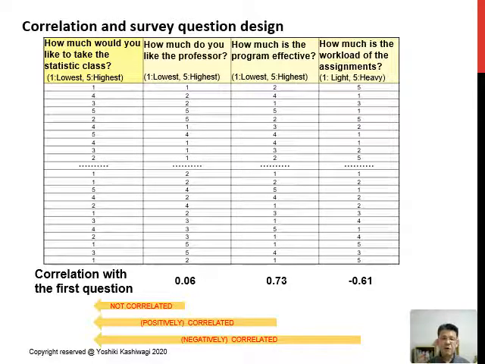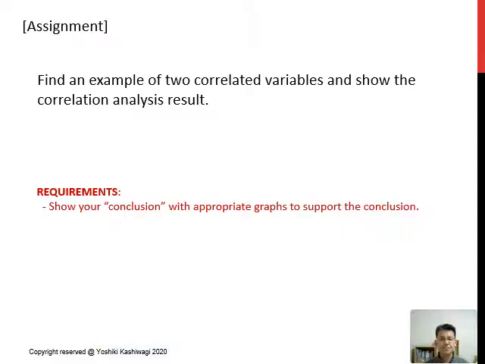So this is one example of how you can apply the correlation concept and technique even for survey question design or analysis of the result. Now this is the assignment, and I want you to find an example of two correlated variables in your daily life or in the social news or whatever, and show the correlation analysis result. I want you to find very interesting and very insightful examples of correlation.